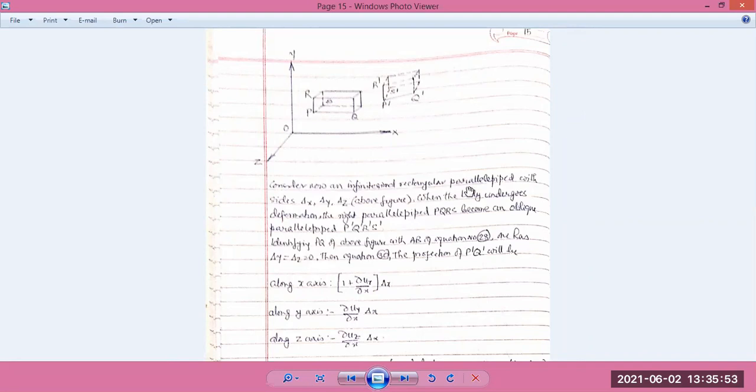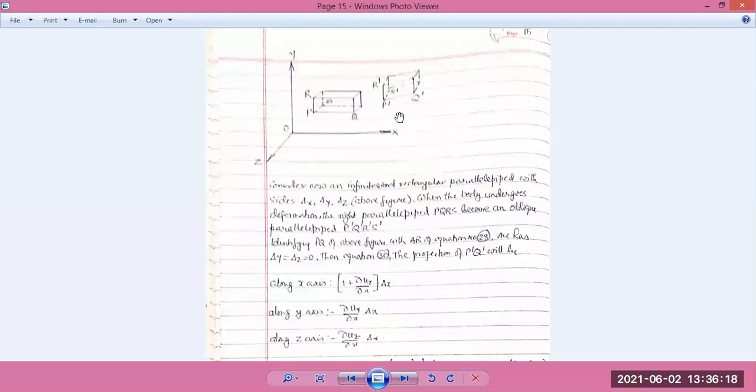What is meant by a parallelepiped? A parallelepiped is a cube-like body whose sides may or may not be equal, but the corresponding sides are parallel to each other. This side is parallel to this side, this side is parallel to this side, and this side is parallel to this side. This is defined as a parallelepiped.